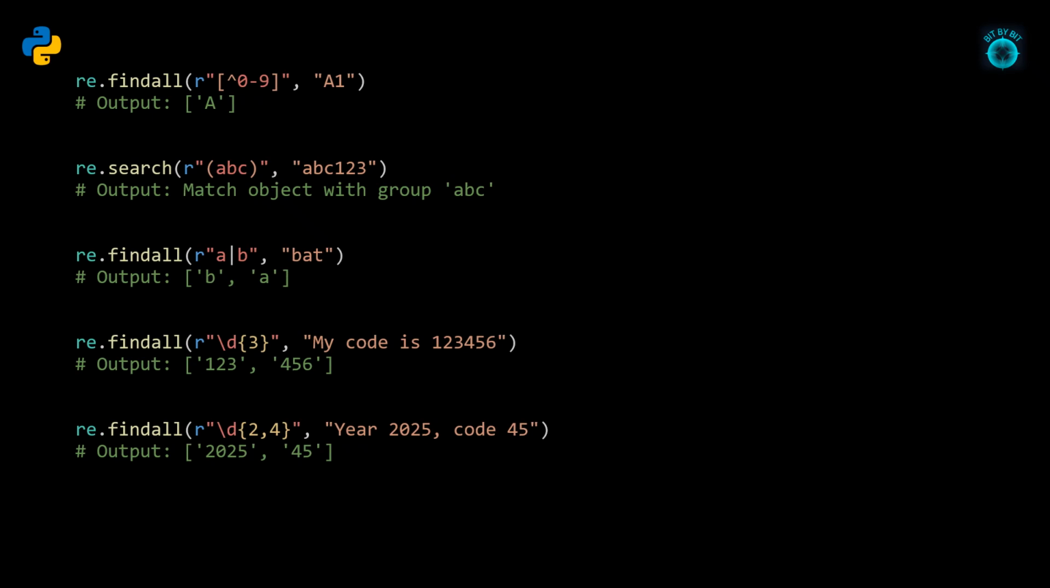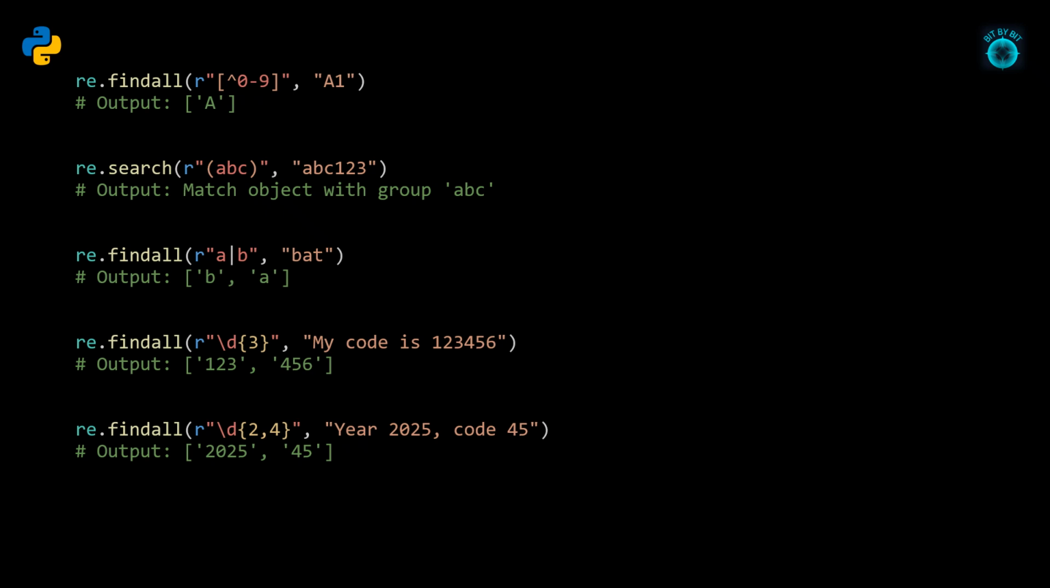The next example finds any character that is not a digit. In the string A1, it returns the letter A. The second one looks for the exact sequence ABC as a group. In the string ABC123, it finds a match and captures the group ABC. The third example matches either A or B in the word bat. The result is a list with B and A.